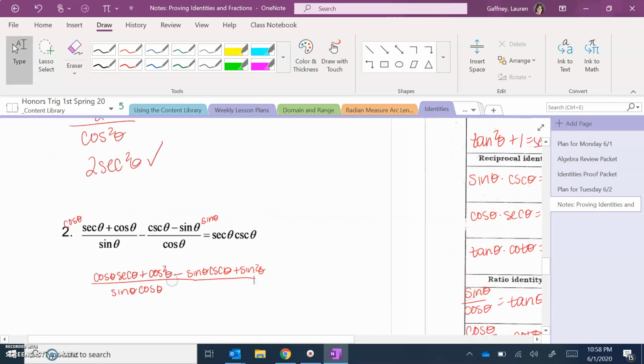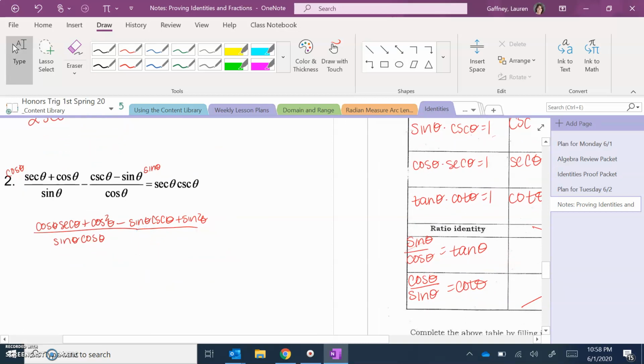Well, cosine times secant, if you look over here, cosine times secant is 1. Hold on. And then also you have, oh my goodness, you have sine times cosecant. Well, sine times cosecant is 1. So I have 1 minus 1. So those actually cancel each other out. So I'm really left with cosine squared plus sine squared over sine theta cosine theta.